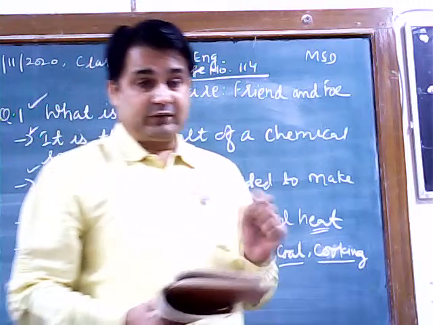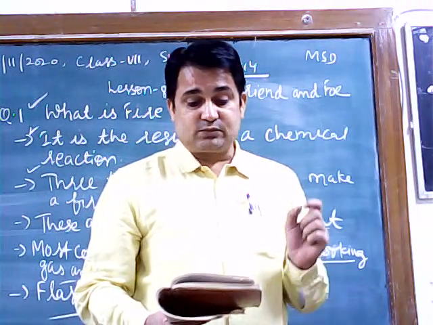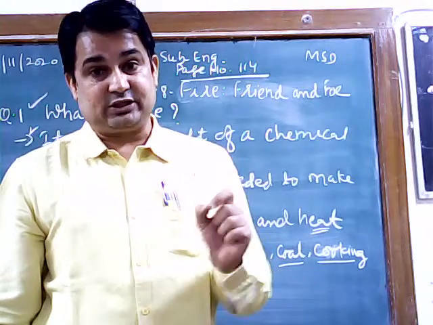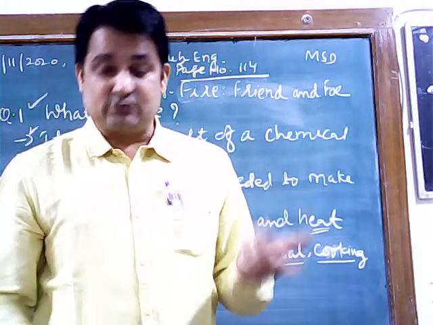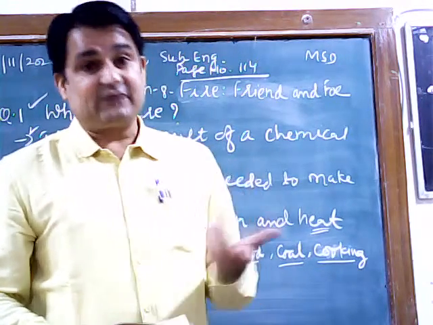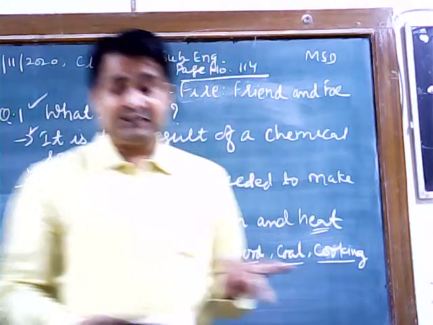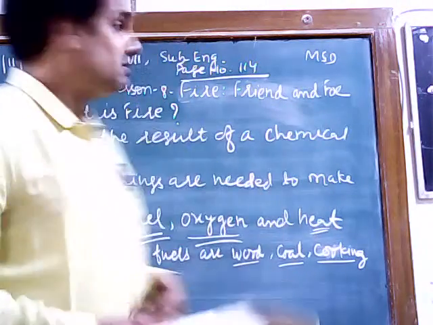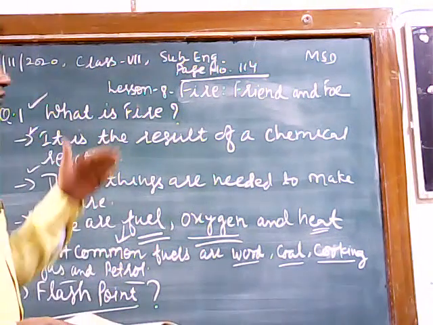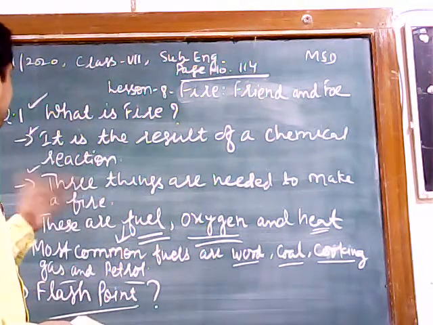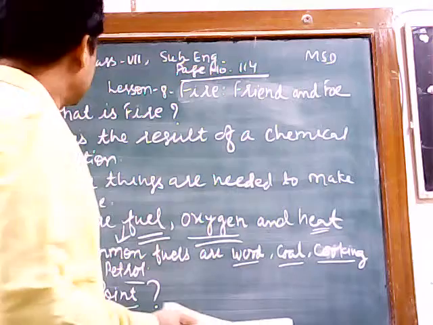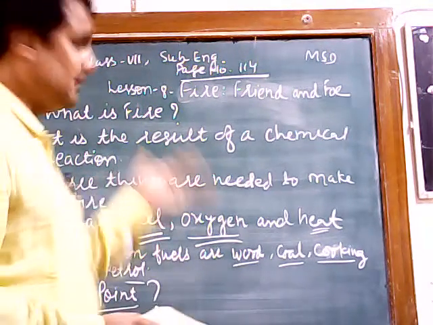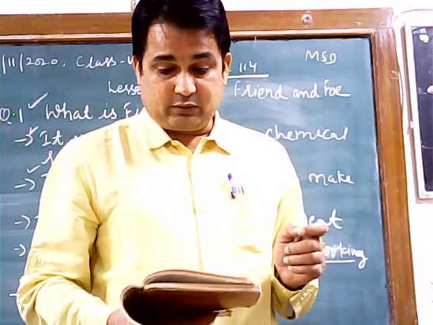Okay, so before you read what is given, fire is both useful and dangerous. It is useful to us, and it is also dangerous. What is a fire? We discussed it in the summary. It is the result of a chemical reaction. Three things are needed to make a fire. These are fuel, oxygen, and heat. This you have understood.